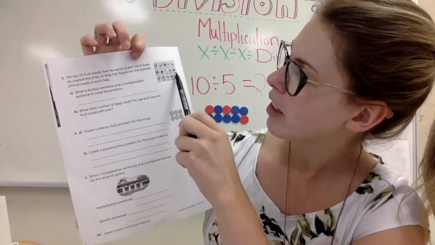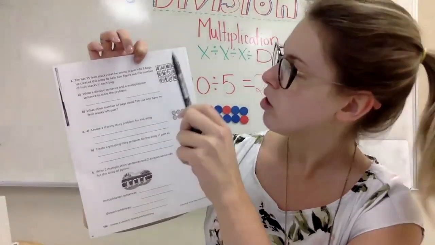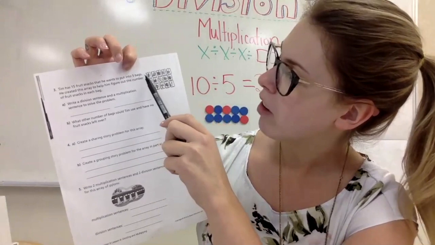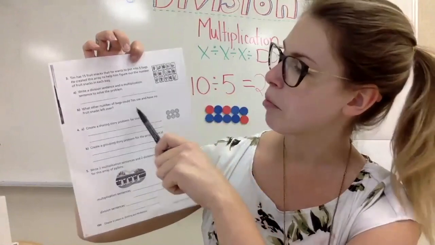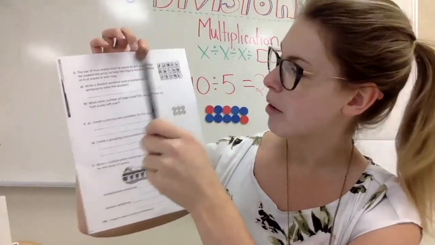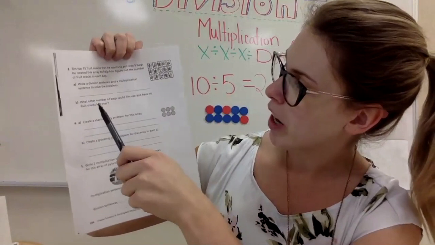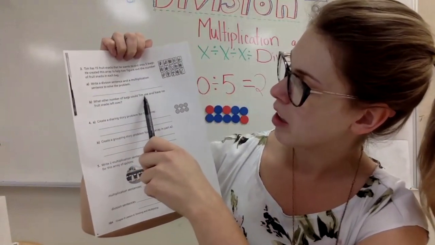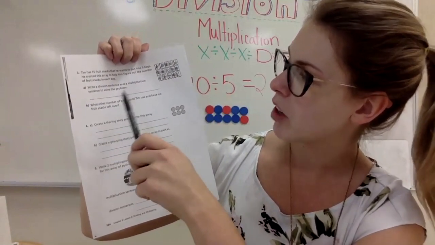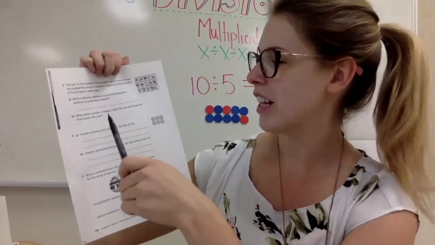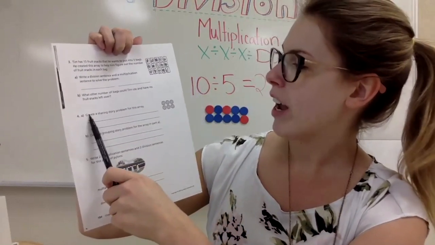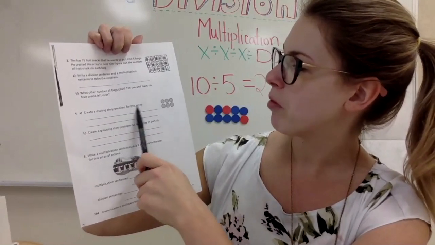Remember your big altogether number, count up how many fruit snacks total, divided by your columns or your rows, and then the answer is the other one. And multiplication you guys can do, you've done it. And then it says, what other number of bags could Tim use and have no fruit snacks left over? So it's asking you to write the other division sentence. Hopefully that helps.